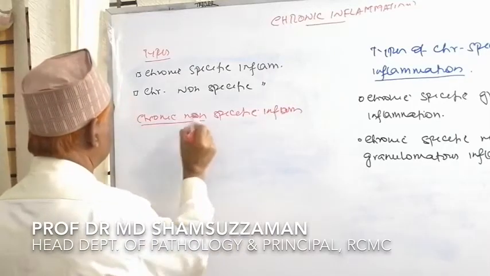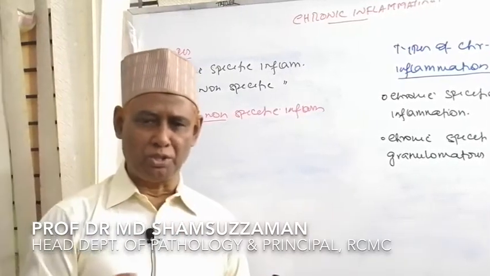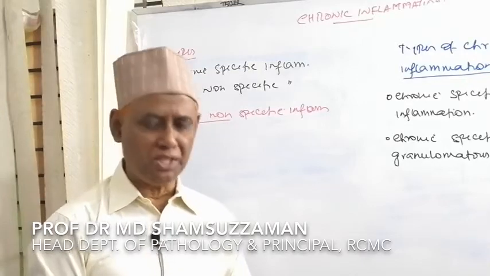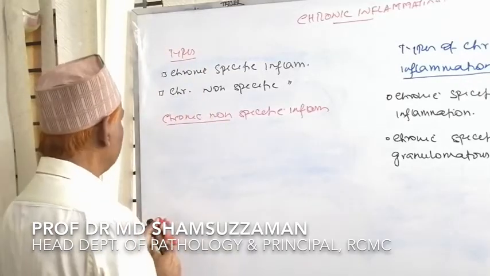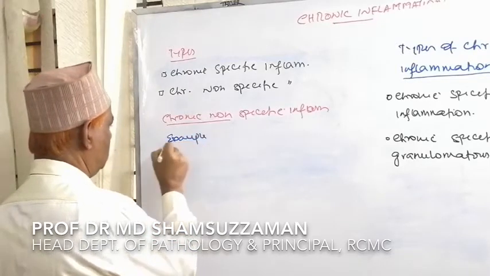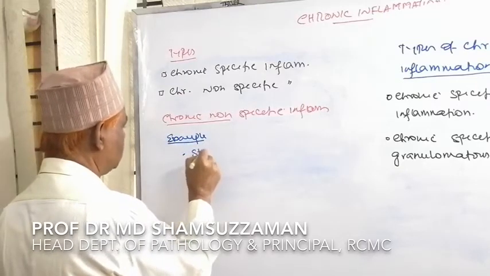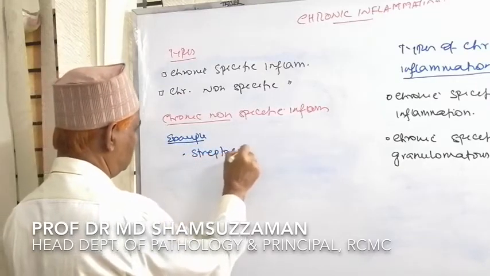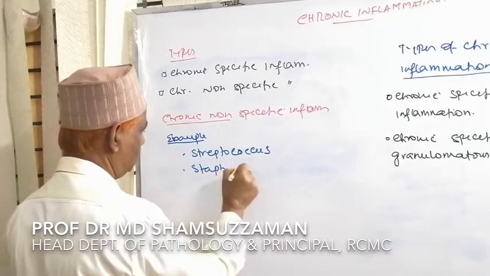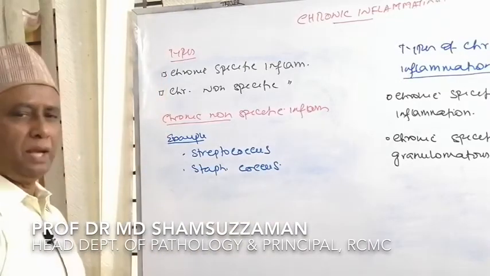Dear audience, chronic non-specific inflammation is that type of chronic inflammation where the tissue change is not specific for the causative agent. We can take an example: chronic inflammation caused by Streptococcus or caused by Staphylococcus. In both cases we can get abscess.